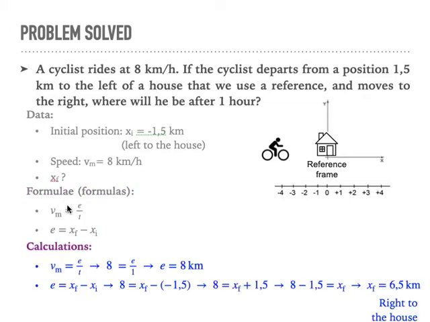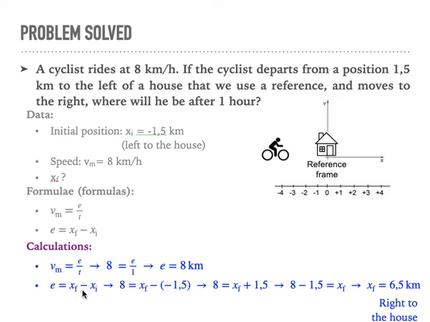So the calculations. First, I'm going to know what the E is, and if I substitute in the formula, I know the speed is 8 kilometers per hour, because that's my data. Then I know that time is 1 hour. Oh, I forgot to put here the time, it's also something that I know, is 1 hour. And if I want to have E, what I'm going to do is pass the 1 to the other side, multiplying, and then 8 times 1, that's 8. So E is 8.